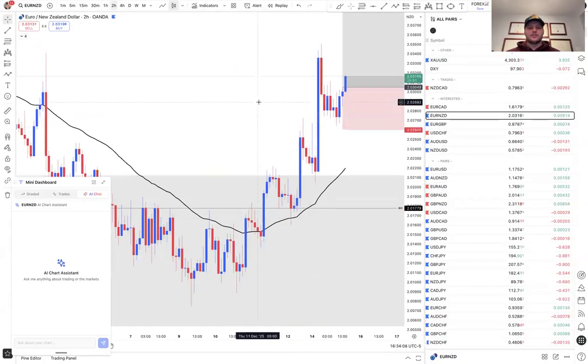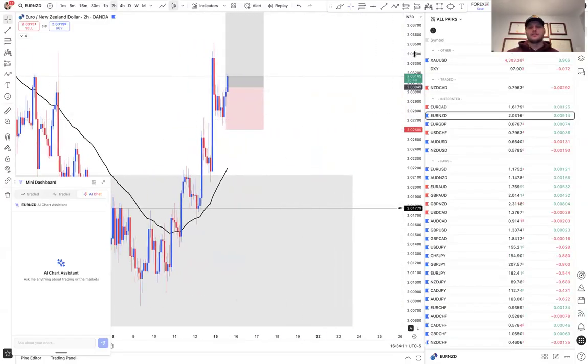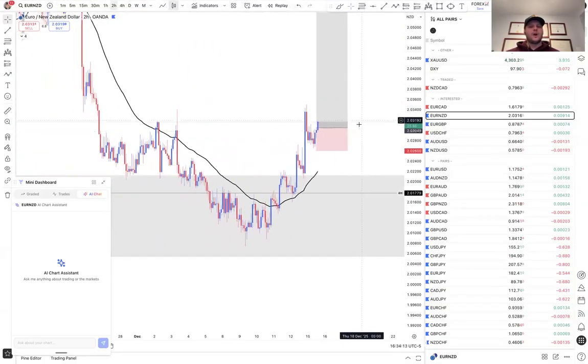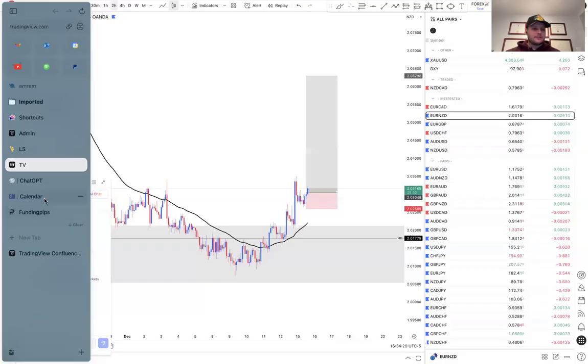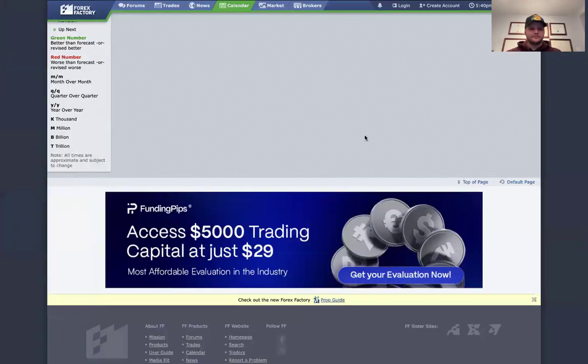You could probably have entered this one as well. Now the market is about to close. It wouldn't be wise to enter this trade right now. Plus, I haven't really looked at the news. Let's see, news calendar.